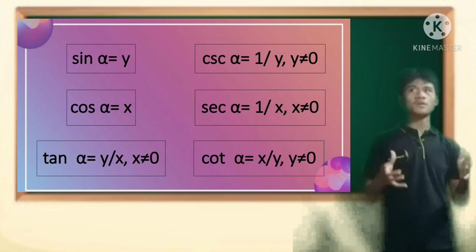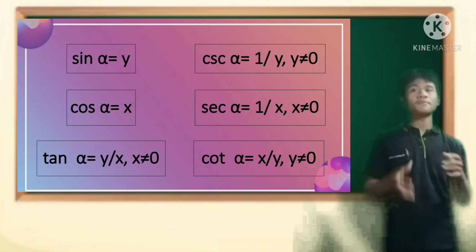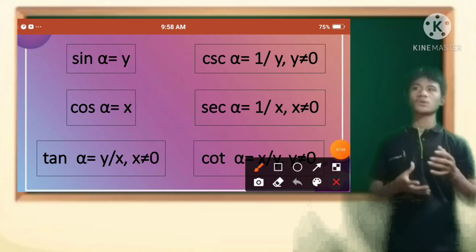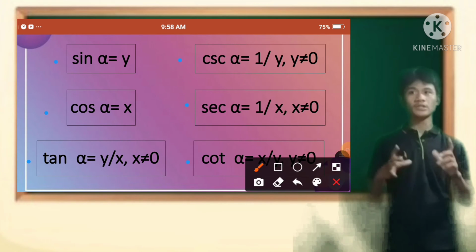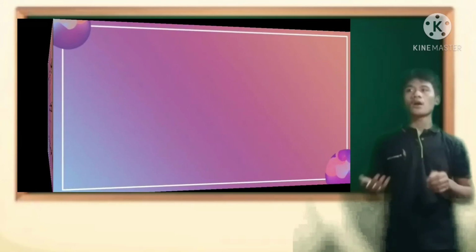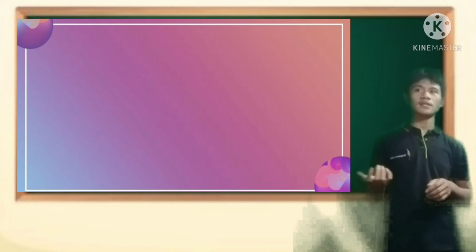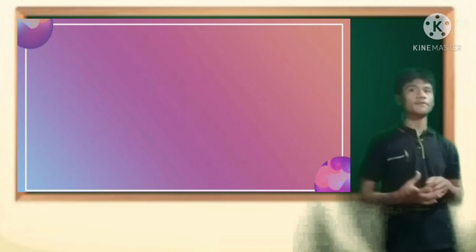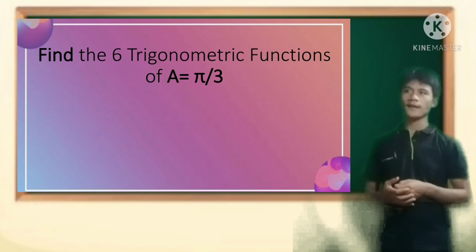So those coordinates will help us to find the 6 trigonometric functions of an angle. Using those coordinates, let us determine the 6 trigonometric functions of a equal to pi over 3.